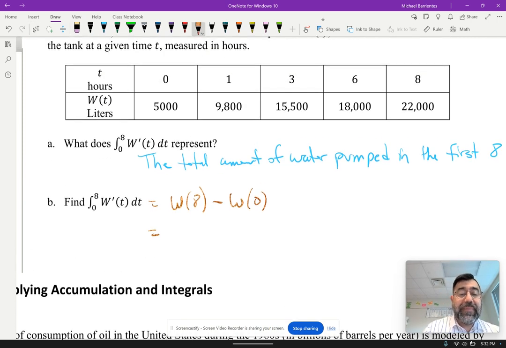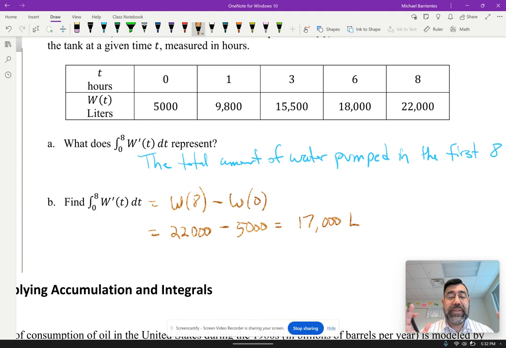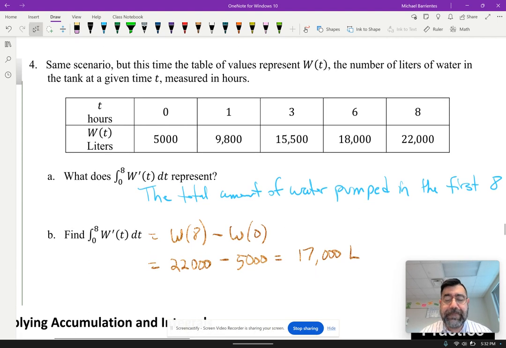So do we know the amount of water at time 8? We do. Do we know the amount of water at time 0? We do. And so the total amount of water that was pumped in the first 8 hours, which is what this integral represents, is 17,000 liters. Do you see how we can use it? It all depends on how you read the question, and more importantly, what you're given and what they're asking for, right? And you're able to get an answer fairly quickly, especially here with number 4.